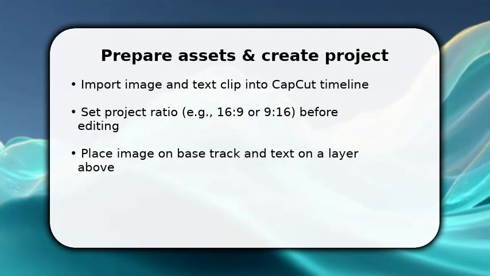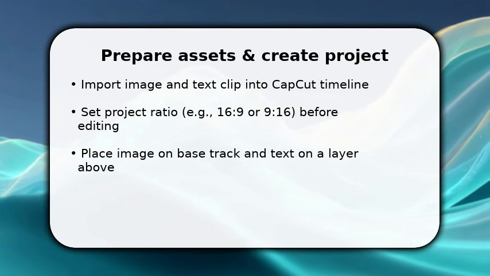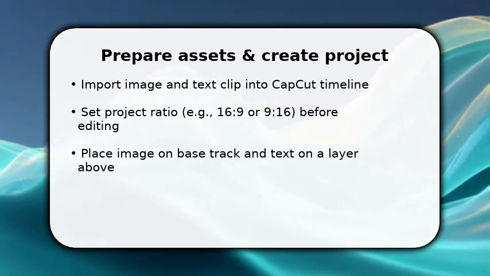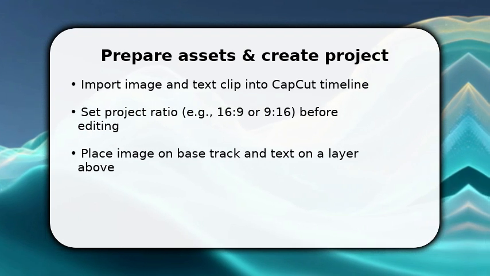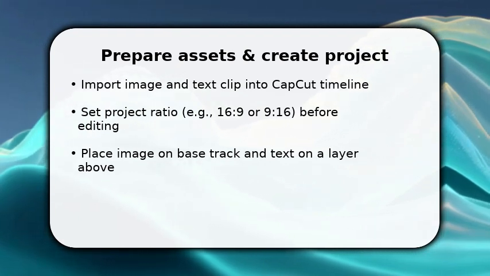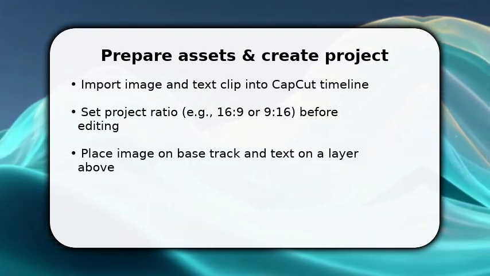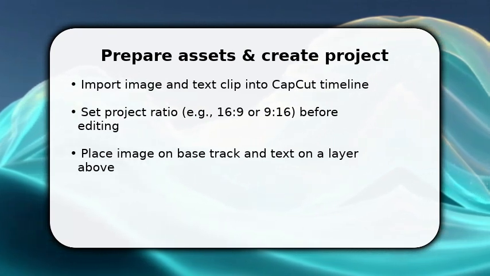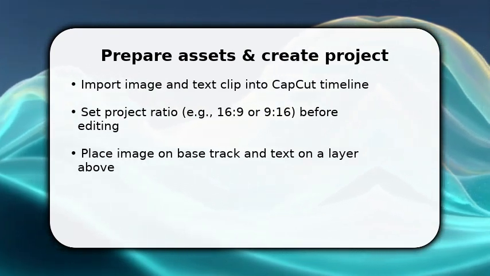You start by importing the image and your text layer into CapCut. Place the image on the main track and add a text element above it. Once done, make sure the project ratio matches your output, because alignment behaves differently across 16:9 versus vertical formats.